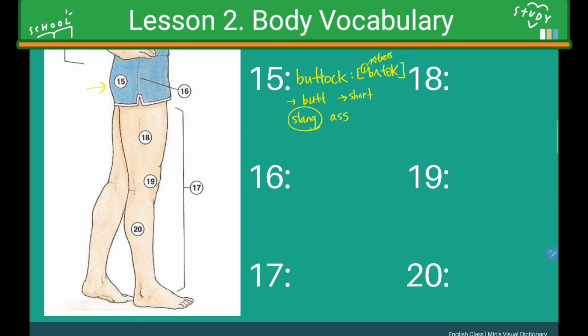And number 16, this is where our waist and our legs meet, and that's our hip. Hip. It refers to the side line where waist and leg bones meet. Also, this word has another important meaning.